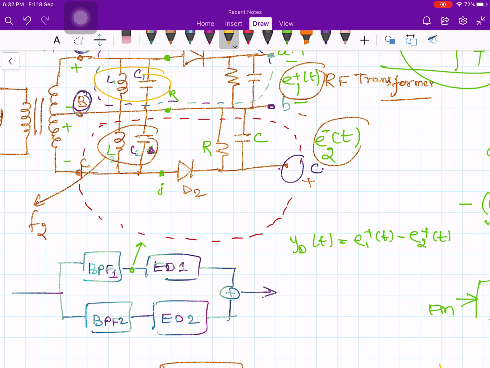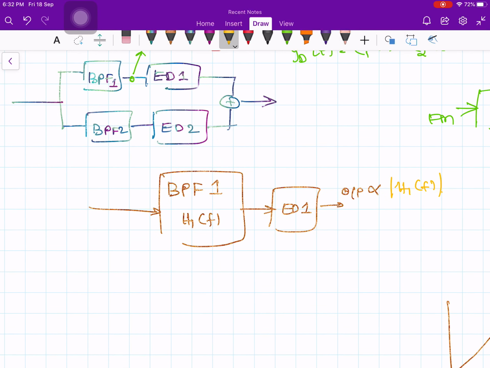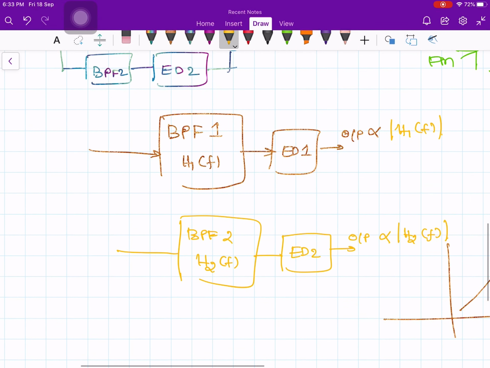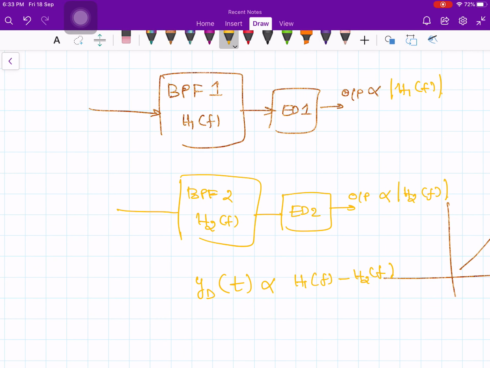Similarly, the output of the lower envelope detector will be proportional to the magnitude of band pass filter 2. Its frequency response is H2 of f, and this is given to envelope detector 2, and this output is proportional to the magnitude of H2 of f. Therefore your envelope detector output, or demodulator output, is proportional to the magnitude of H1 of f minus the magnitude of H2 of f. So this is what you wanted to do.